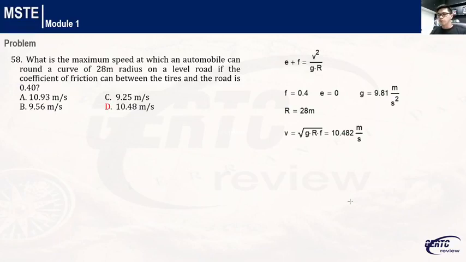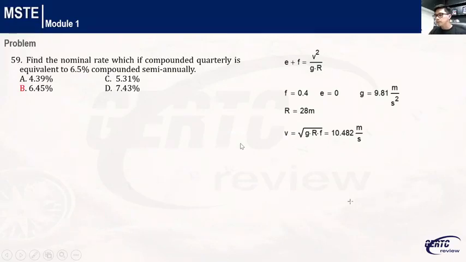Okay. So, let's move to another problem. Number 59. Find the nominal rate which, if compounded quarterly, is equivalent to 6.5 compounded semi-annually.